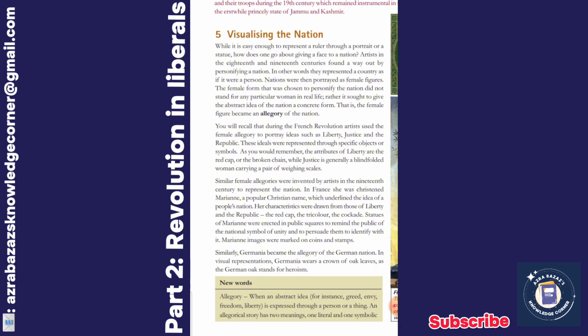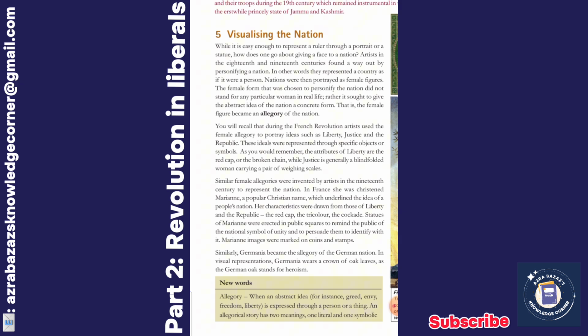And in order to push forward the idea, the statues of Marianne were erected in prominent places, on the stamps, on the coins, and all that, so that the attributes of liberty, which in France were the red cap and the broken chain, you have studied all in ninth standard. This name became more prominent because it was the name of the common people of France. And then the red cap, the tricolor, the cockade, all these became the symbols of a nation.